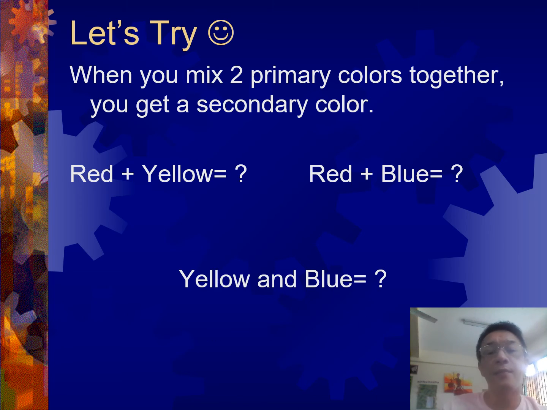Then if we have the primary colors yellow and blue mixed together, we can have a secondary color of what? When we mix yellow and blue, we can have a secondary color of green. So those primary colors, if we combine them, we can have another type of secondary colors which we can use in our arts, drawings, or pictures.